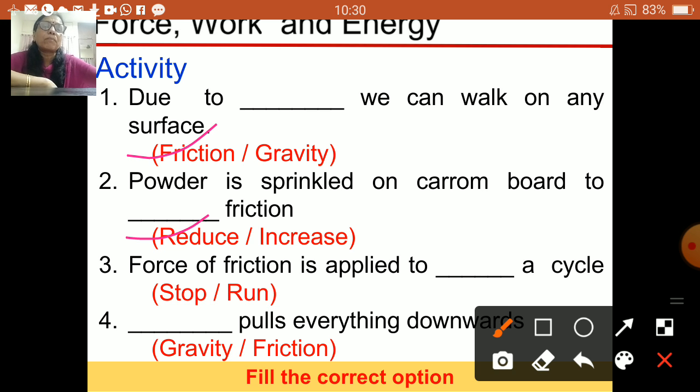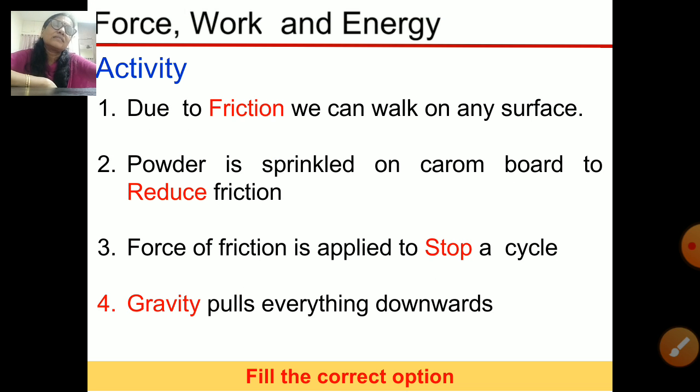Next one, force of friction is applied to dash a cycle. Tell me, to stop a cycle or to run a cycle? To stop a cycle. You know, friction acts in the opposite direction of the motion, so it stops moving things. So it will stop a cycle. Next one, dash pulls everything down towards the earth. What pulls everything downwards? Friction or gravity? Yes, it is gravity. So gravity is the correct option. Look here, these are the correct answers. Due to friction, we can walk on any surface. Powder is sprinkled on a carom board to reduce friction. Force of friction is applied to stop a cycle, and gravity pulls everything downwards. These are the correct options.